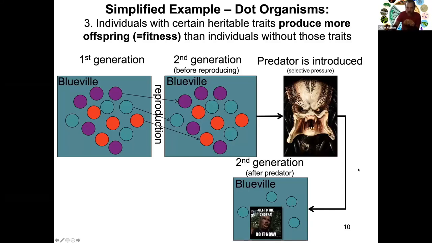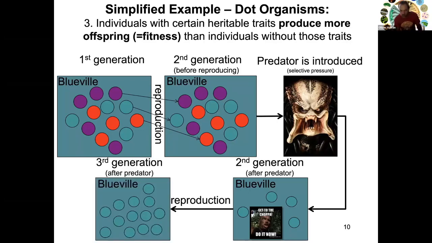They've survived. And so when they go on to reproduce in the third generation, now there's only blue individuals left in the population. So they'll reproduce individuals. And in that third generation, after that selective pressure has been introduced, specifically that predator has been introduced, you've got now all the blue dots, okay? And so in this case, you've got individuals with heritable traits, that blue color, producing more offspring than individuals without those traits. So the blue individuals are producing more offspring in that next generation after that selective pressure comes into the population.